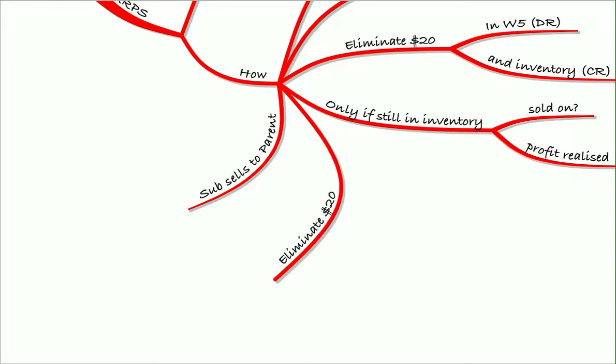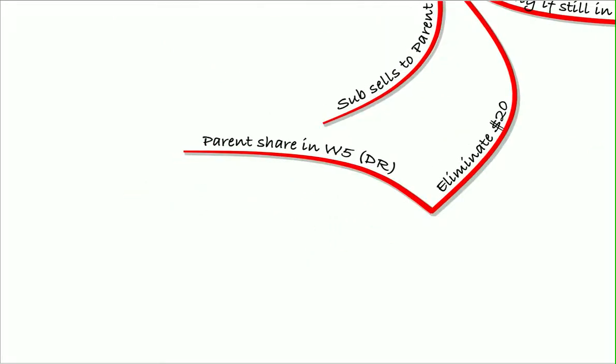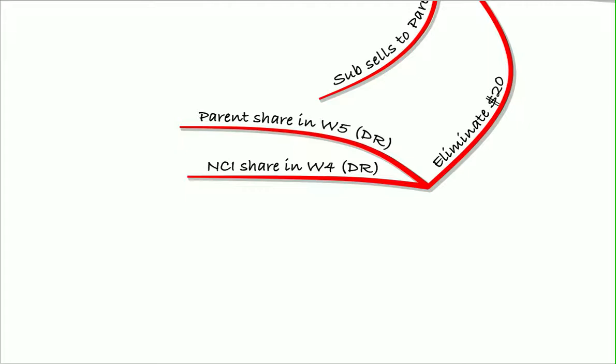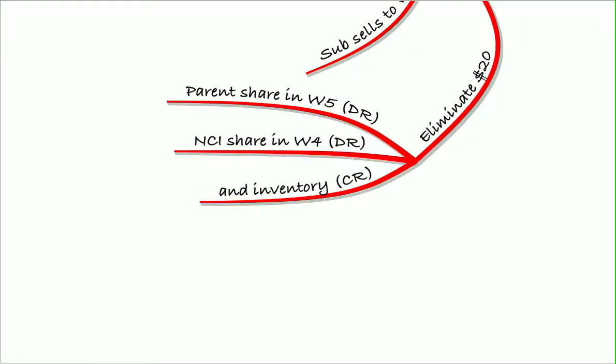Remember, we still eliminate the $20. This time though, if the subsidiary is selling to the parent, we need to think about where the $20 is. Well, we've got the profits share for the parent in working 5 and the NCI share in working 4. So we need to remove a little bit of the $20 from working 5 and a little bit of it from working 4 in the share that we have of our profits. So parent share working 5, NCI share in working 4. And then all of it is credited to inventory.